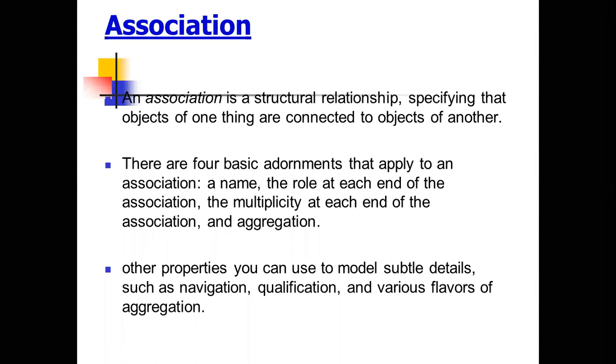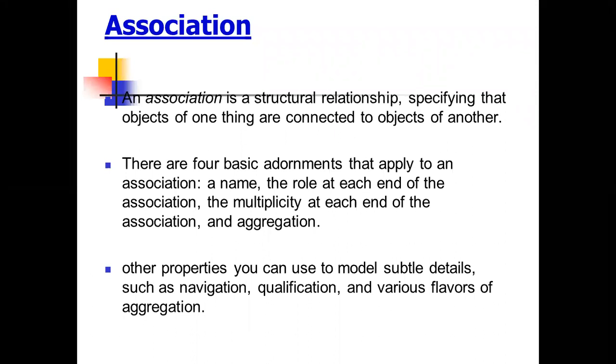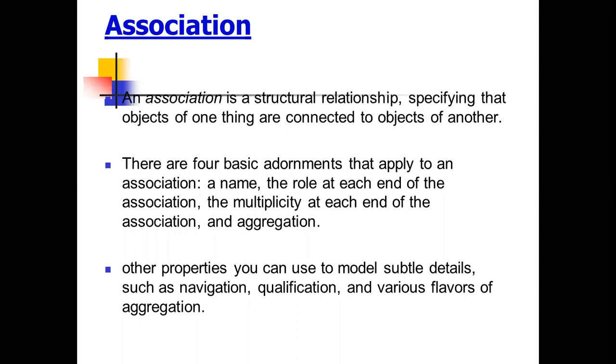The third relationship is the association relationship. An association is a structural relationship specifying that objects of one thing are connected to objects of another thing. So what is association? There is a link between them. The link is a relationship between two objects, where association is the relationship between two classes or two objects.